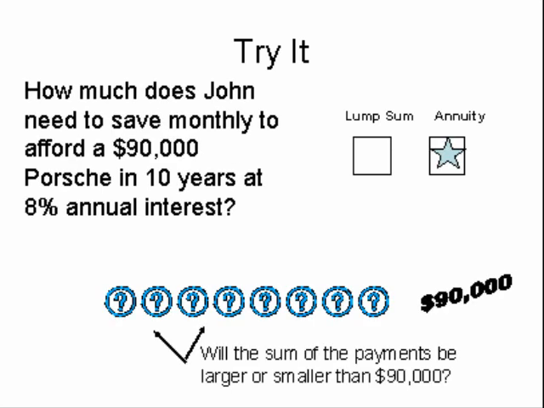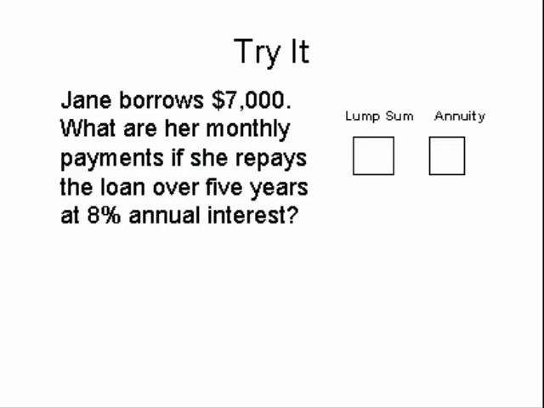Okay, we have an annuity now because, see, we're going to save monthly. So there's going to be recurring deposits towards that 90,000 goal. All right, and when you add up all those monthly payments, they're going to be smaller than the 90,000 because the interest is going to accumulate on them. Try this one.